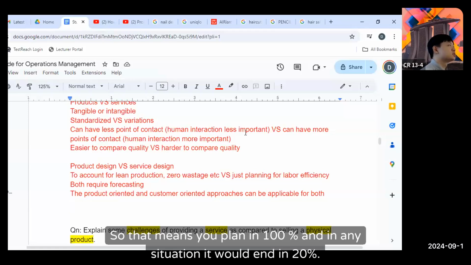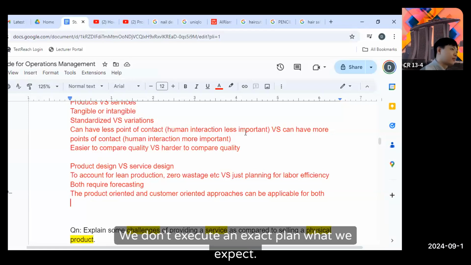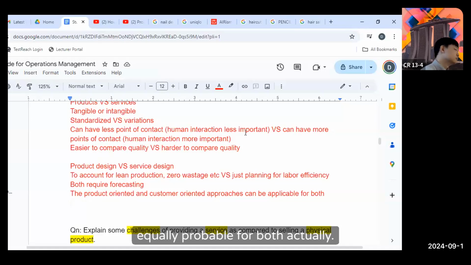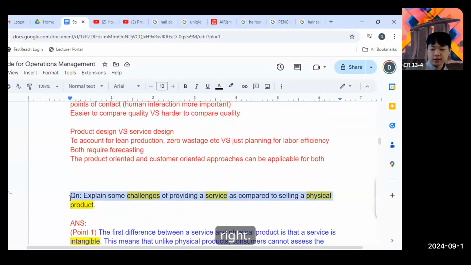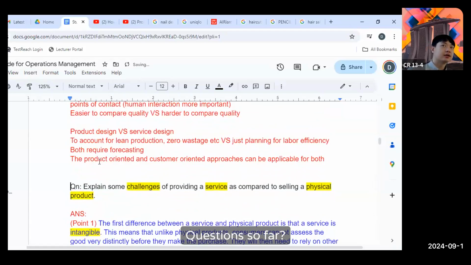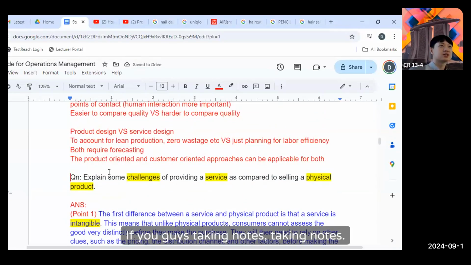So that means we plan, and we predict, in 100%. And in any situation, it would end up at 20%. We cannot execute the exact plan that we cast. So a bottleneck situation may be equally probable for both. Okay, that's about it. All right. Questions so far? If you guys are taking notes, taking notes.